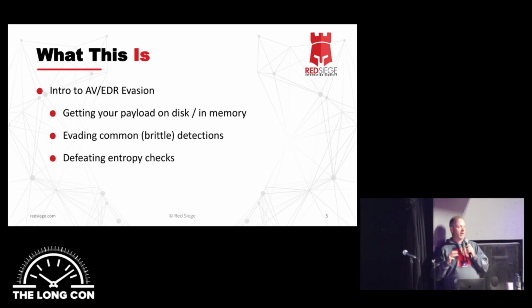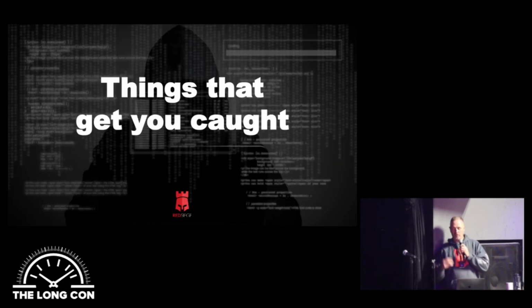We're not going to talk about the comms side of things, but we will talk about evading common brittle detections that are in AV. We'll talk about what that looks like. And we're going to talk about this concept of entropy as well. So the first thing I want to talk about is what gets you caught. What are the simple things that get you caught?